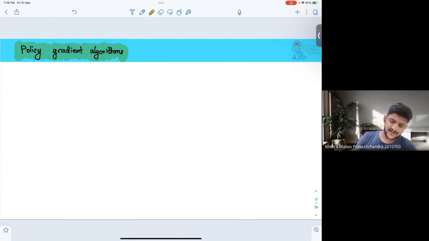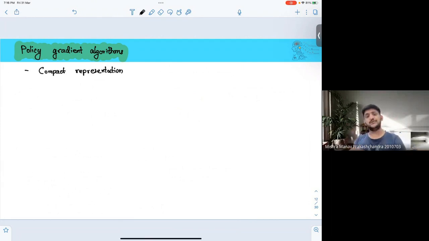Certain advantages policy gradient methods offer. First is that it offers a compact representation, because eventually I am interested in getting a policy out. A value function is a way of evaluating or estimating the goodness of a particular state or action. Based on that, I recover the policy by being greedy with respect to the value function. Here, if I directly work with the policy space instead of the value space, the updates will be directly applied on the policy space. So it's a compact representation. Second is that it gives a better convergence behavior.